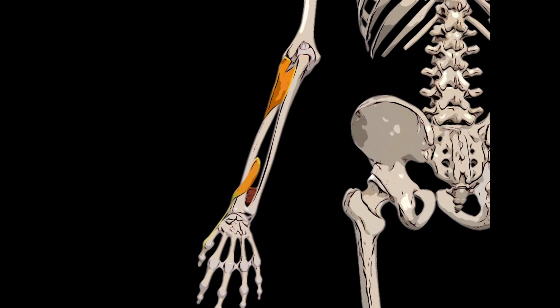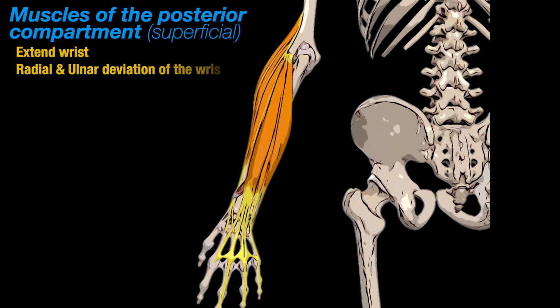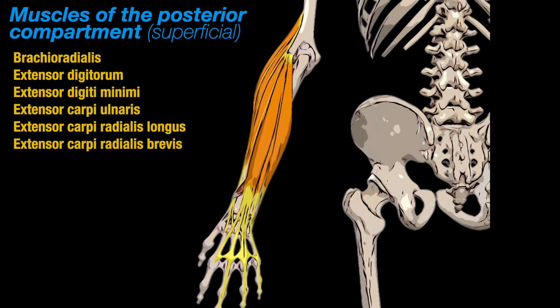The muscles of the superficial group mainly act to extend the hand at the radiocarpal or wrist joint, abduct and adduct the hand at the radiocarpal and midcarpal joints, and extend the fingers at their interphalangeal and metacarpophalangeal joints. The muscles of the superficial group of the posterior compartment of the forearm consist of brachioradialis, extensor digitorum, extensor digiti minimi, extensor carpi ulnaris, extensor carpi radialis longus, and extensor carpi radialis brevis.